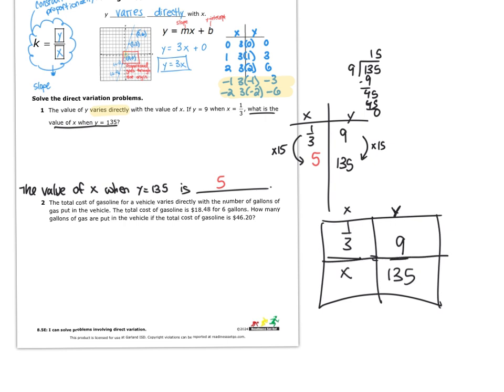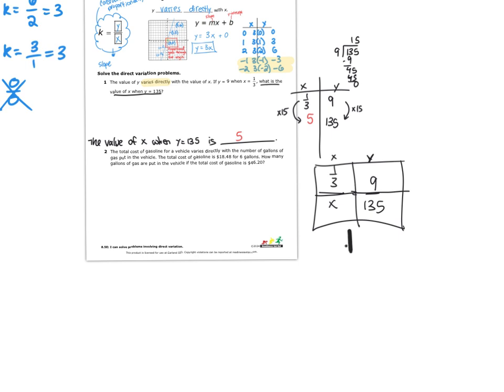So you could use a proportion here too. Remember, a proportion is just an equation that says two ratios are equal. So in this case, it gives us the equation 1/3 over x equals 9 over 135.